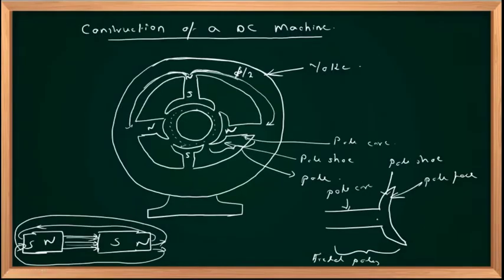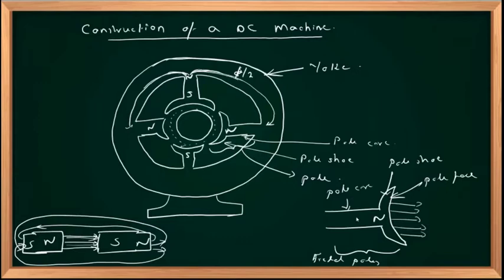If you want to make this a north pole, what do you have to do? The fluxes should be coming outwards, right? If you need to make this pole a north pole, the fluxes should be coming out. So basically we are talking about electromagnets, not permanent magnets. Permanent magnets will not be used for high rated machines.